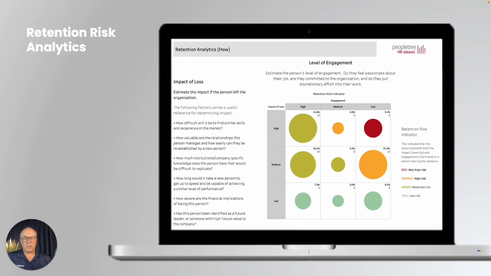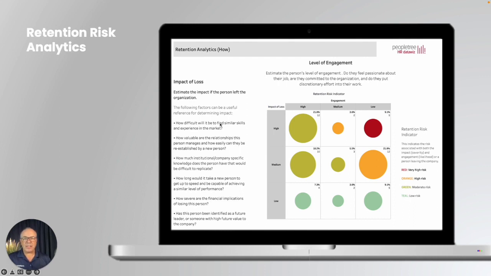This visualization also uses 2 data points. The first is impact of loss. If you ask this question without clear criteria, you'll get far too many people identified as having a high impact of loss, because losing any team member means the pain of replacement for a manager.